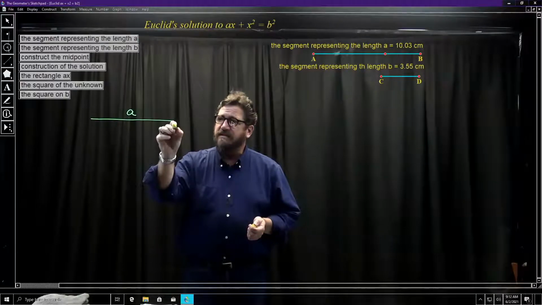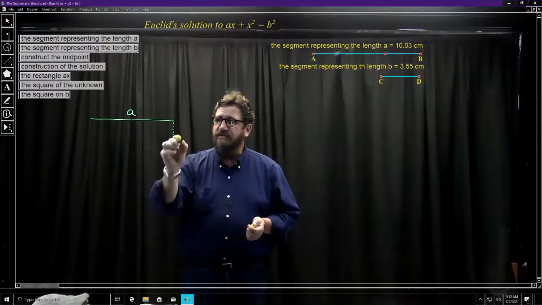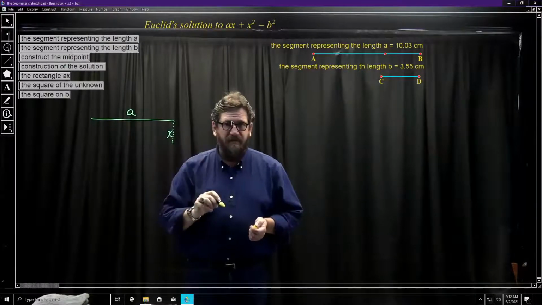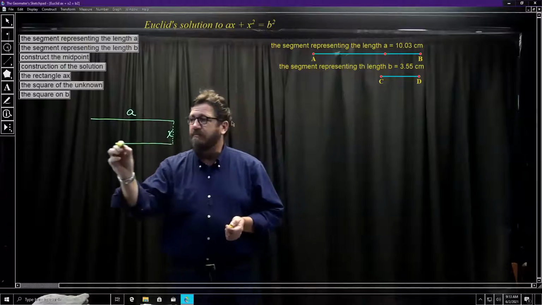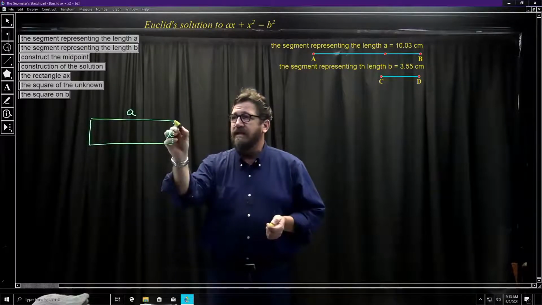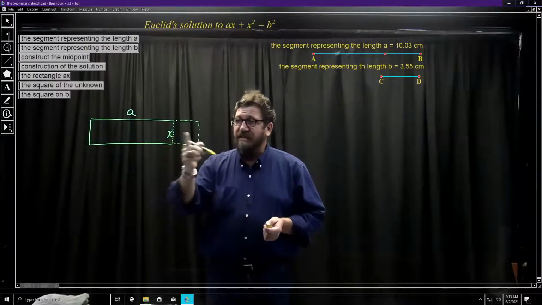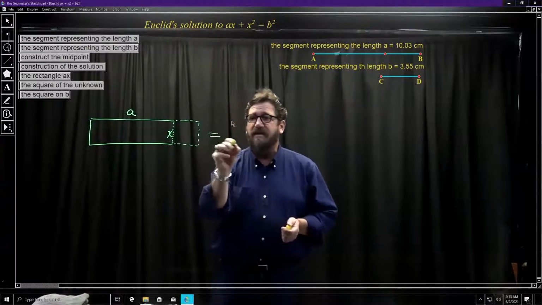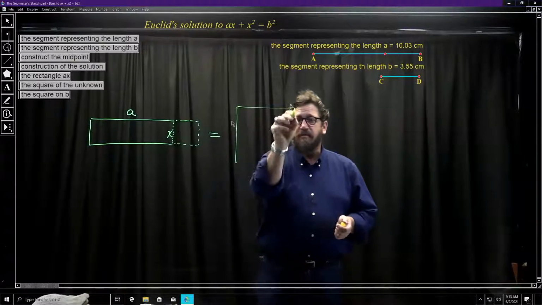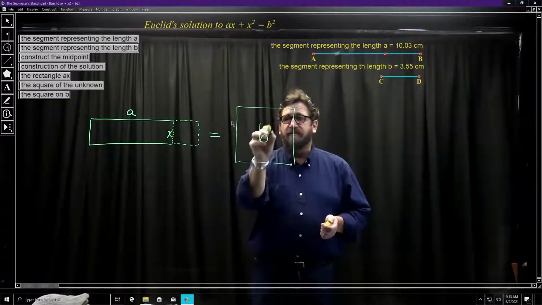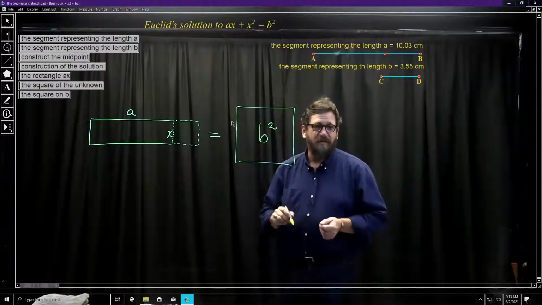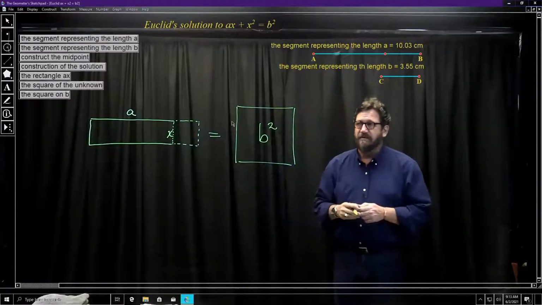So what we're saying here is, give me a known value. Can we find something that we can add to this with the value of x such that when I complete this rectangle and add the square that this makes, that this rectangle is in fact equal to a predetermined value for b squared? That's what Euclid's up to.